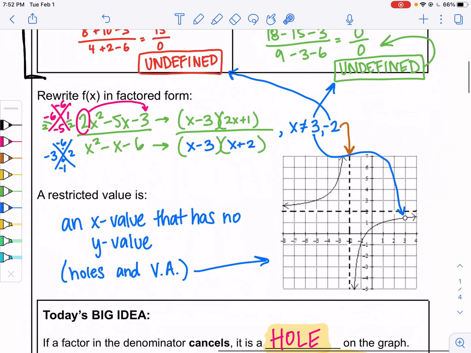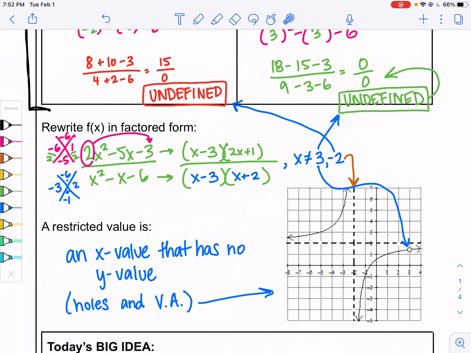And interestingly, if we look at the graph, where x is 3, over here, we can see that we have a hole there, right? So that hole is how the restricted value shows up. And then this -2, from x plus 2, turned into this vertical asymptote. We're going to see how that plays out today in our exploration.